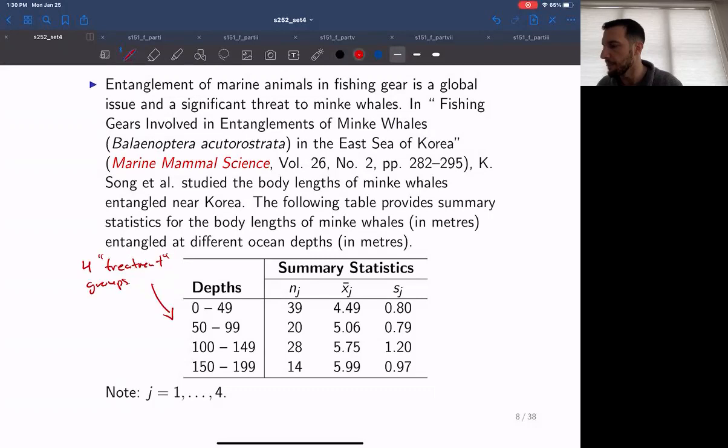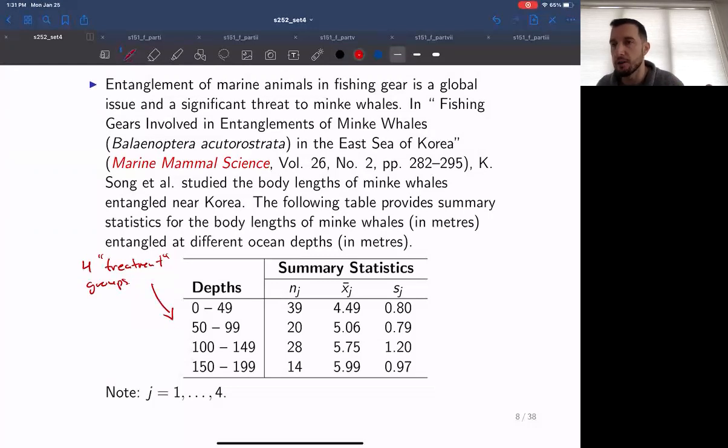That's kind of the idea. You'll notice that in the table, we have summary statistics for each of the different depths. So we have the number of whales that would have gotten caught. That's our sample size. So 39 whales were found between a depth of 0 and 49. 20 whales were found between depths of 50 and 99. 28 whales were found between depths of 100 and 149. And 14 whales were found between depths of 150 and 199.